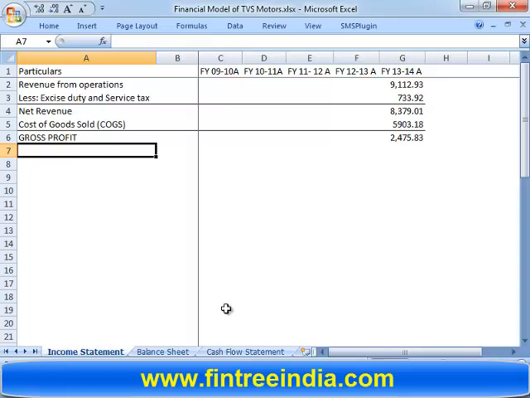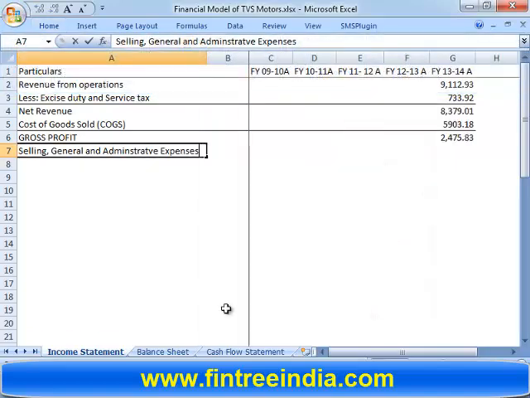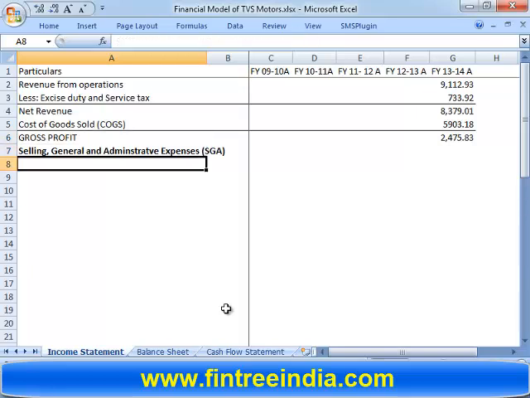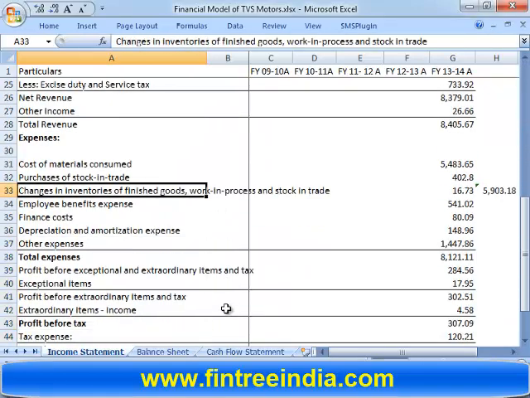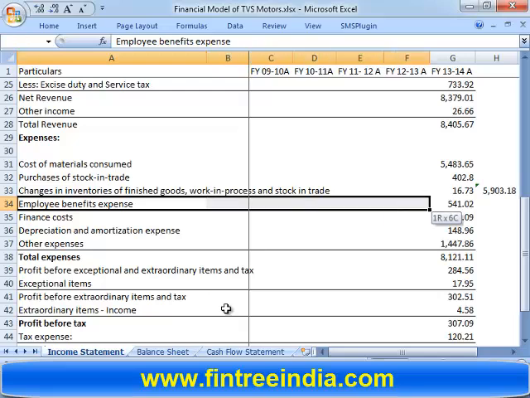This is where we will start having a list of other expenses. So we'll give it a heading. Heading would be selling, general and administrative expenses, which we would call SGA, Selling General and Administrative Expenses. And slowly we will start putting those expenses there. So the first one is employee benefit expenses, which would come as it is.